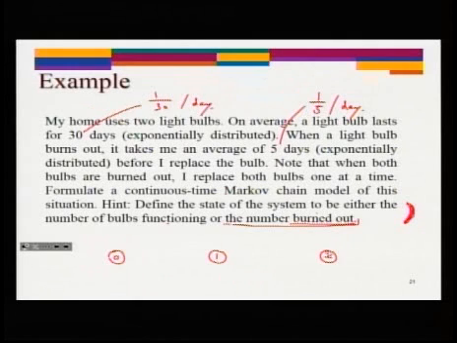So here state zero means the number of burned out light bulbs is zero, which means both of them are functioning well, right? So let's say both of them are in good condition. In here, one bulb is functioning okay, and the other one is broken down or burned out. Here, both bulbs are burned out. Is that right? Then we're going to put up here.